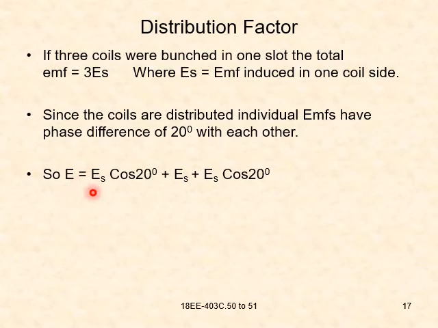So E is equal to ES cos 20 degrees plus ES plus ES cos 20. That gives us 2 ES cos 20, which will be 0.9397, plus ES, that is equal to 2.88 ES.